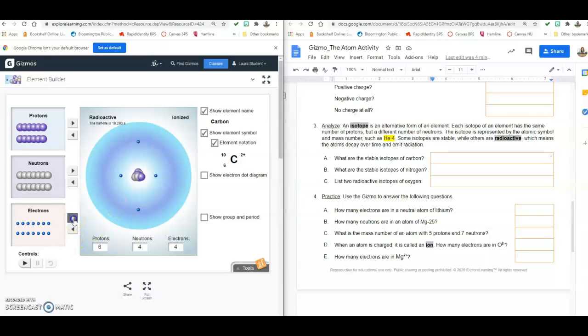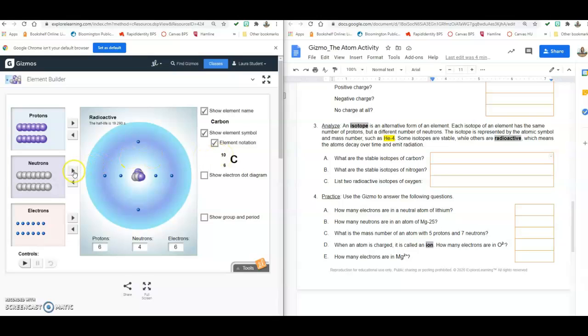I'm going to make this a neutral atom by making sure I have the same number of electrons. All right, now we want to find out which isotopes of carbon are stable. Well, if I leave it with a total mass number of 10, that means 4 neutrons. It's radioactive, so you can see that in the upper corner here. So carbon 10 is not stable.